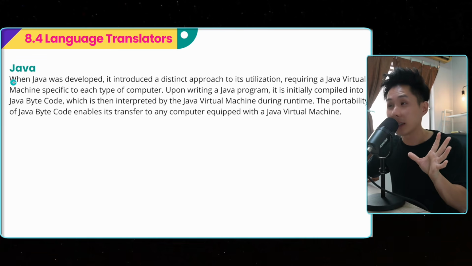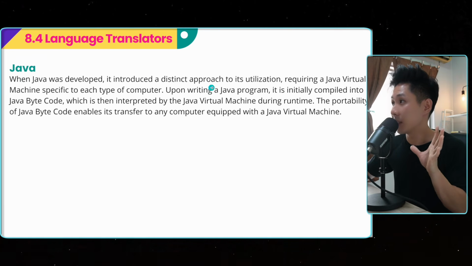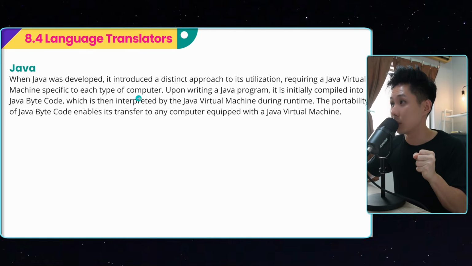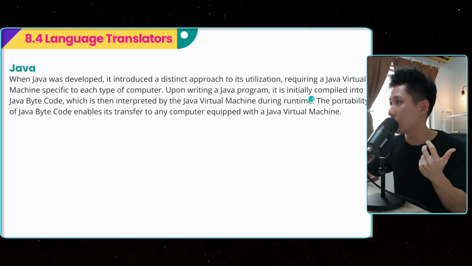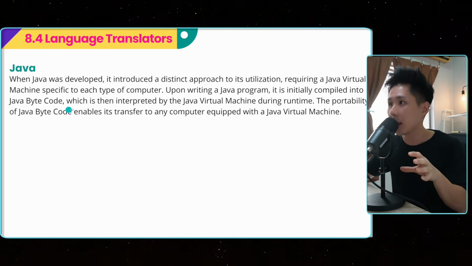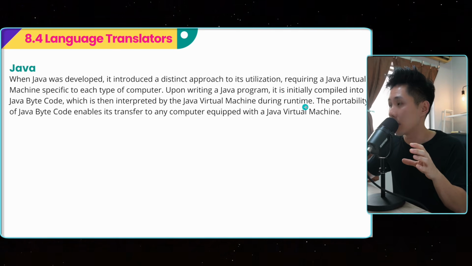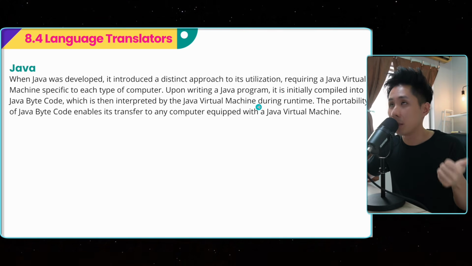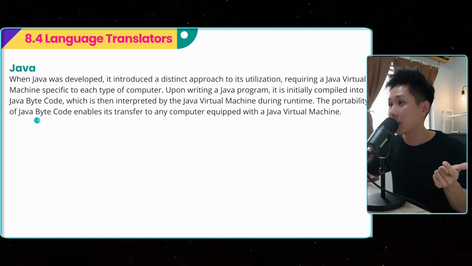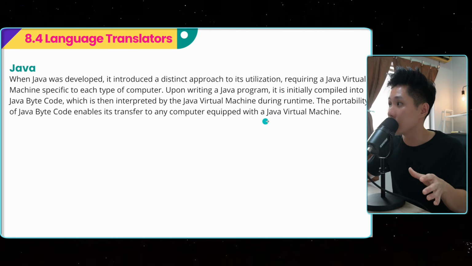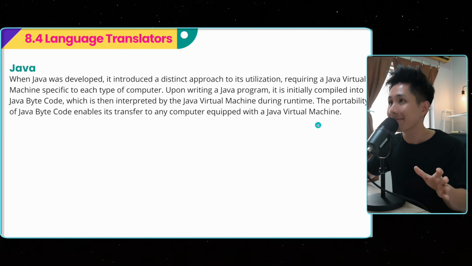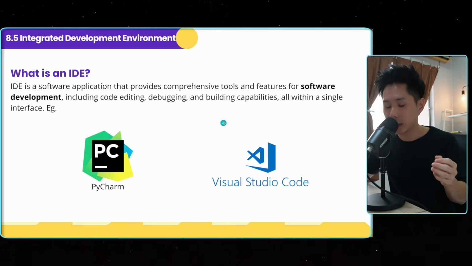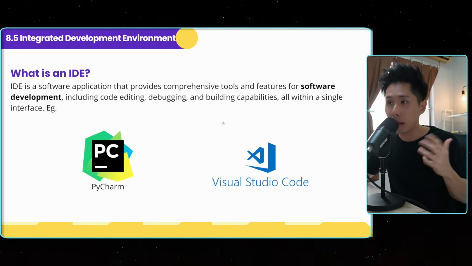So these are some facts about Java. When Java was developed, it introduced a distinct approach to its utilization, requiring a Java virtual machine specific to each type of computer. Upon writing a Java program, it's initially compiled into Java bytecode, which is then interpreted by the Java virtual machine during runtime. So in this case, Java is using both a compiler and an interpreter. The portability of Java bytecode enables its transfer to any computer equipped with a Java virtual machine. So the last part, that's all for translator. It translates programming language code into binary code.